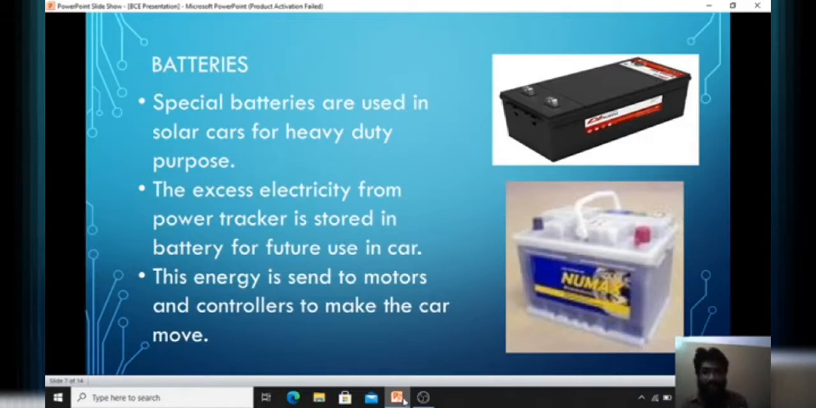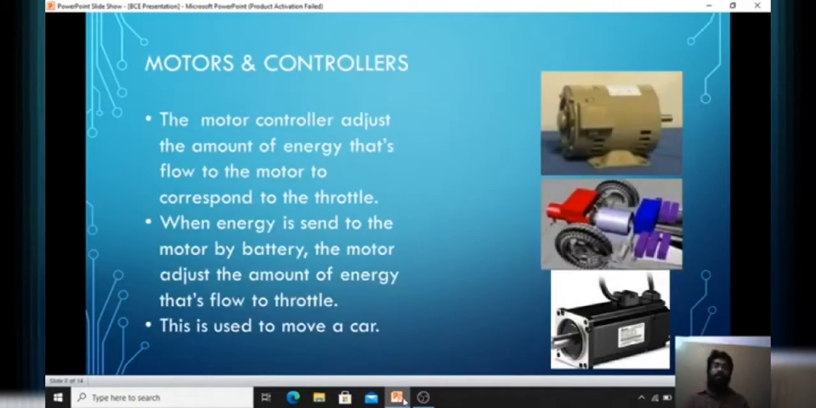The excess electricity from the power tracker, as we discussed earlier, is stored in the battery for future use in the car, as I already told you. This energy is sent to the motors and controllers to make the car move. That's how the car is moving. The motors and controllers are now going to rotate and do all the stuff which the car is supposed to do, how the engine brakes, all the things behind it. Now what do the motors and controllers do?